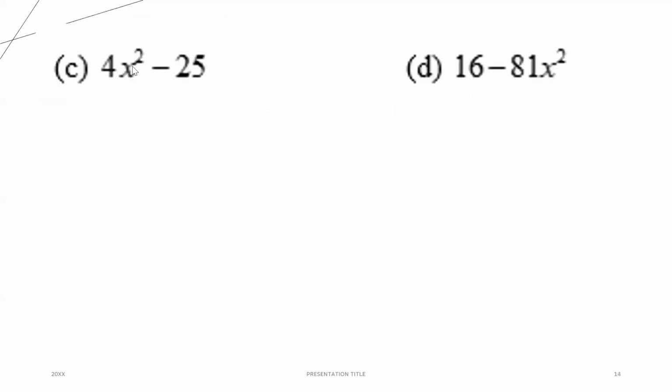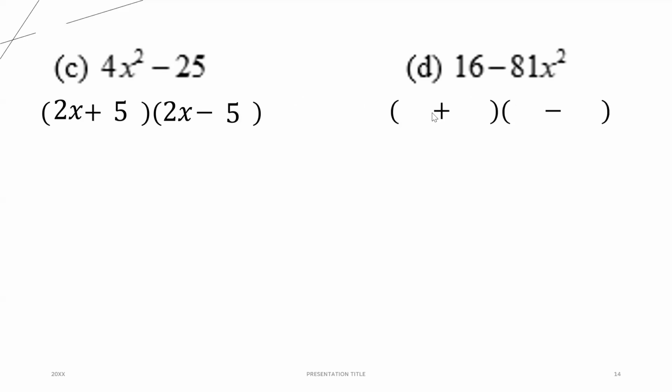Okay. 4x squared minus 25 again. What is the square root of 4x squared? That's 2x. The way to get 4x squared is to do 2x times 2x. 25, 5 and 5. 16 minus 81x squared. So you end up with 4 in the first quantity, 9x in the second quantity.